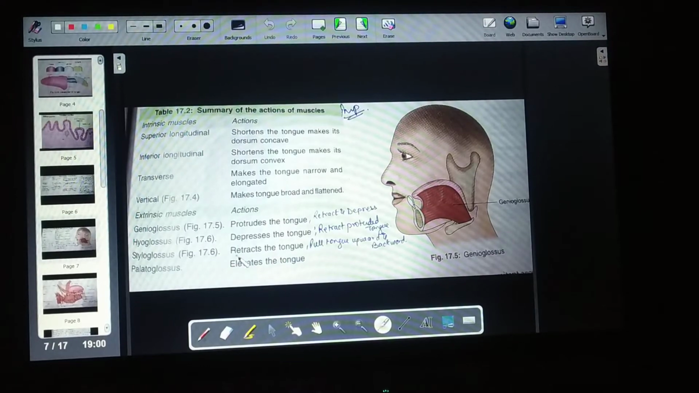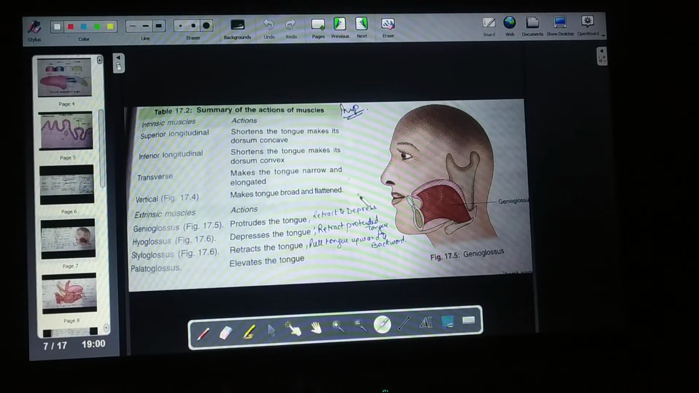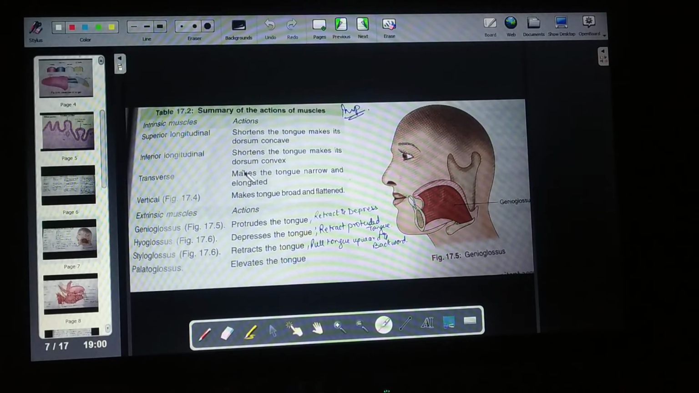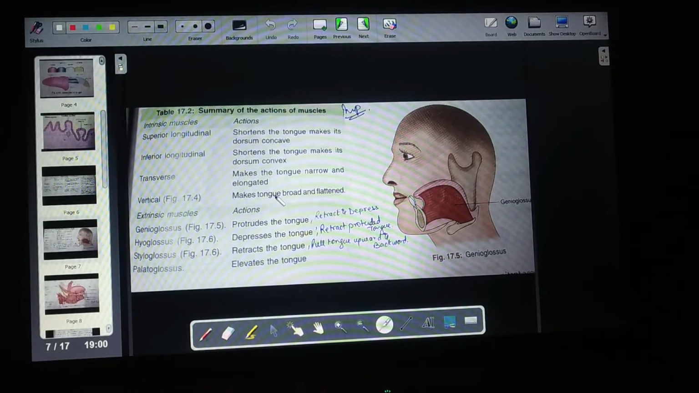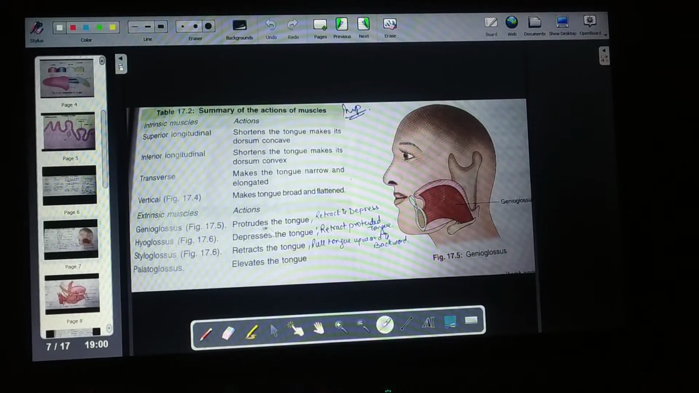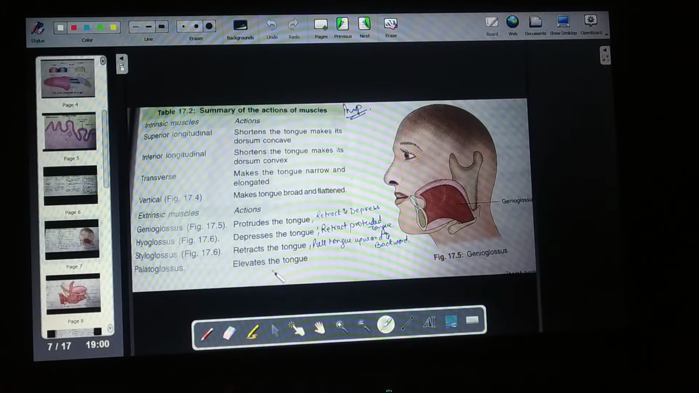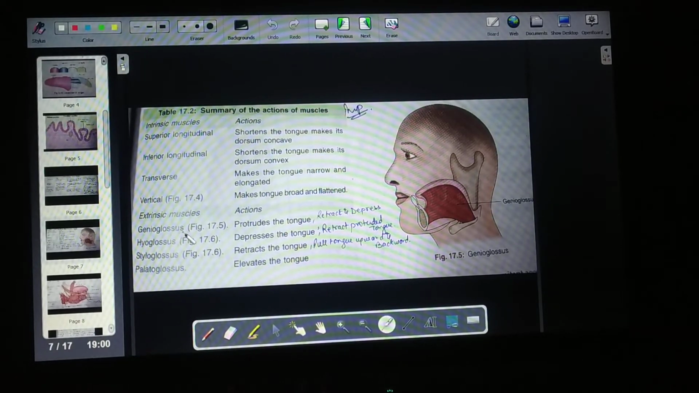So these are the things. Next, you must remember these extrinsic and intrinsic muscles. Just imagine: longitudinal will shorten, one will concave, one will convex. Transverse will make it narrow, vertical will make it broad. Genio will protrude, hyo will depress, stylo will retract and palato will elevate. And the main muscle to remember is genioglossus, called the life-saving muscle.